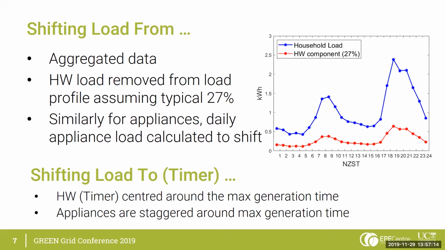So where do you shift to? Well, if you've got a timer, that's really obvious. You can get the tool to calculate your maximum generation over the year, which is the best time, depending on what the tilt is perhaps of your solar panel. The hot water load is centered around this maximum generation time. And for appliances, you can stagger it around those maximum generation times.